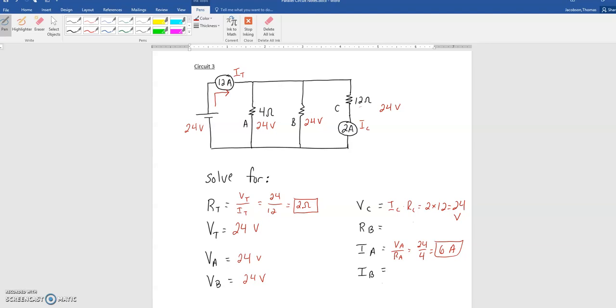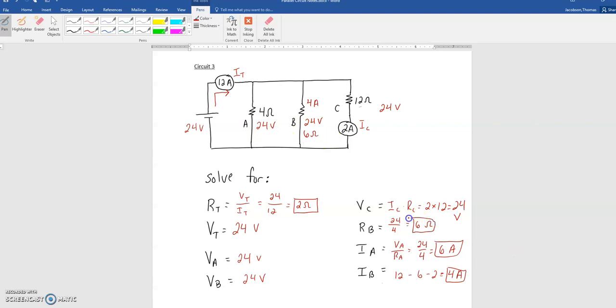Moving on, we could then solve for the current going through B. We could say that we have 12 amps total, and we know that 6 go to A, and we know that 2 go to C, and that means that the leftover amps is going to be 4 amps going to B. And now we know 2 things about B. We know the current and we know the voltage, so we could do R is equal to V over I, and we could get a resistance of 6 ohms.